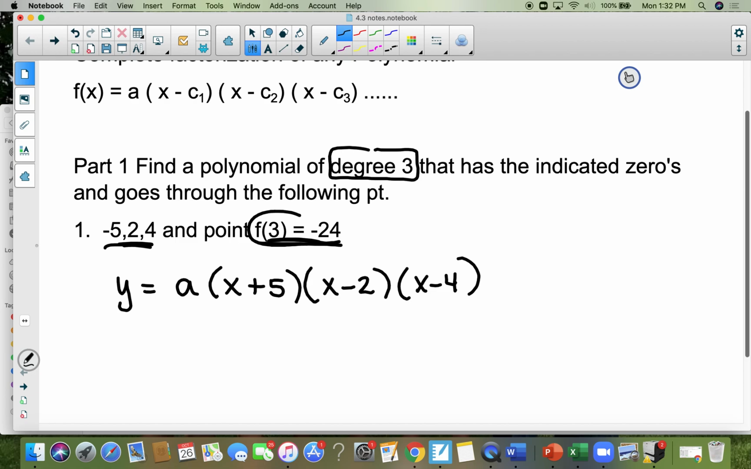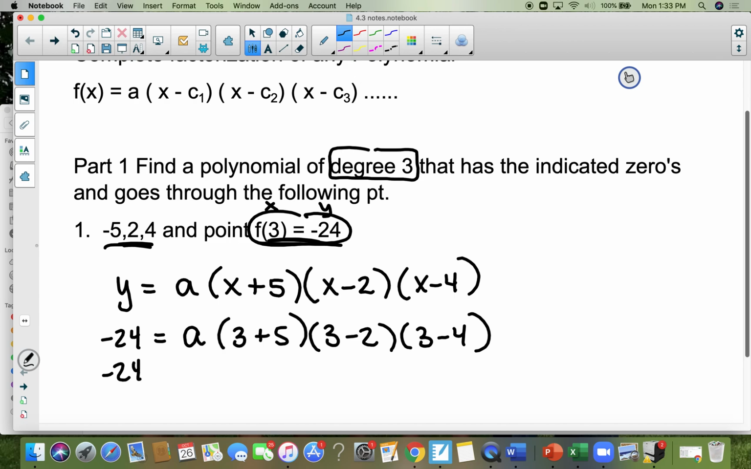They give you the point. This is the x and this is the y. So the y is negative 24. And what we're doing is finding the a. So the x is 3, sorry. 3 plus 5, 3 minus 2 and 3 minus 4.